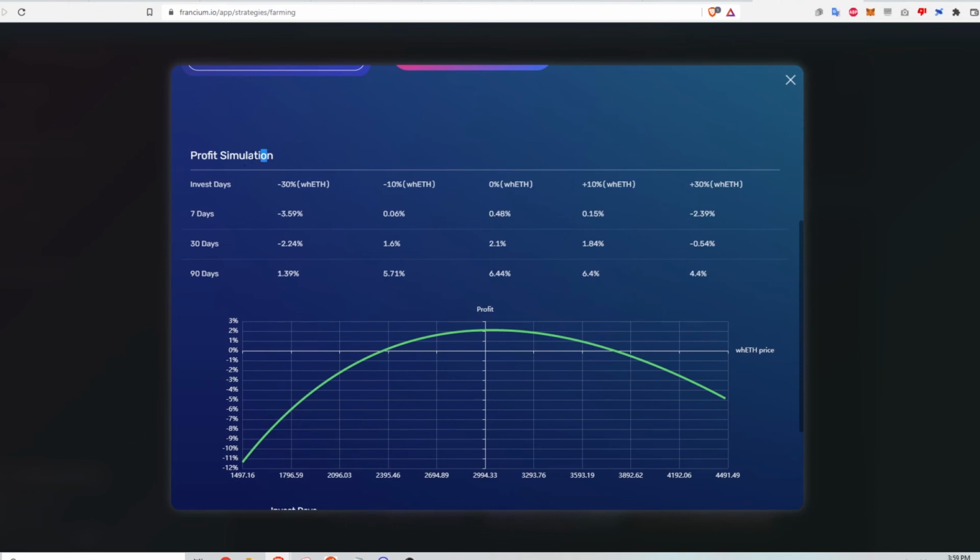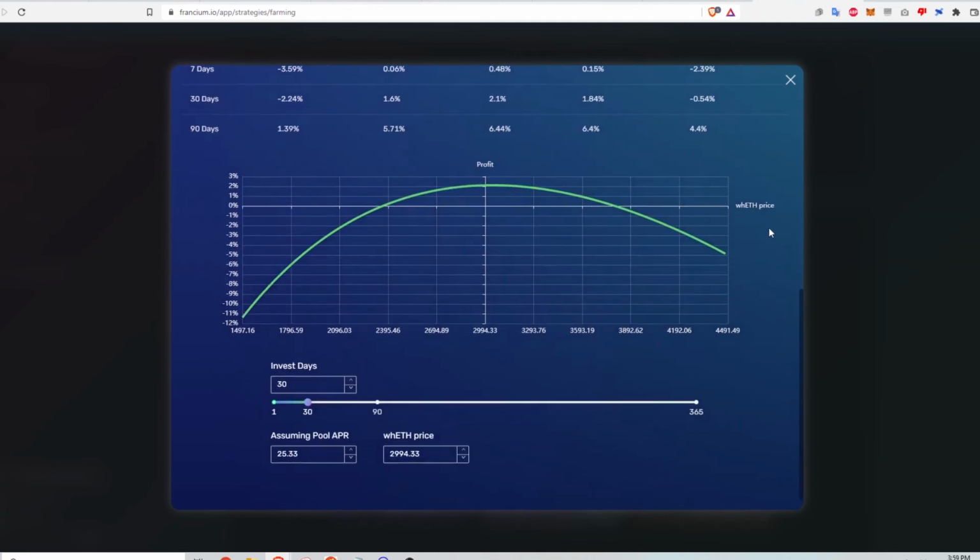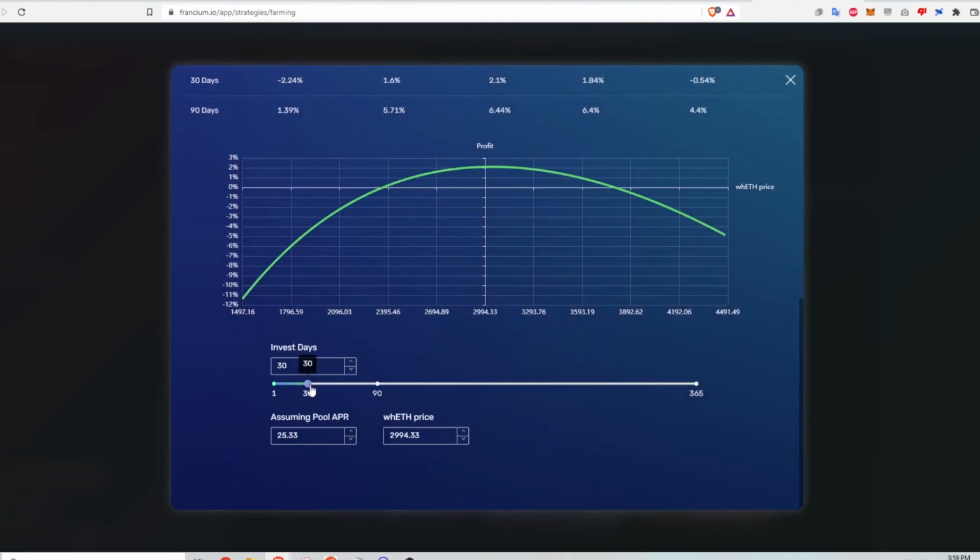And keep in mind, this is a simulation. This is assuming that the APR of the pool stays constant. So in this scenario where I am deposited and invested for 30 days and the pool APR is about 25%, then if Ethereum doesn't move in price, after 30 days, I'll have returned 2.1% return on investment on my initial principal. If Ethereum has dropped 20%, then I pretty much break even.